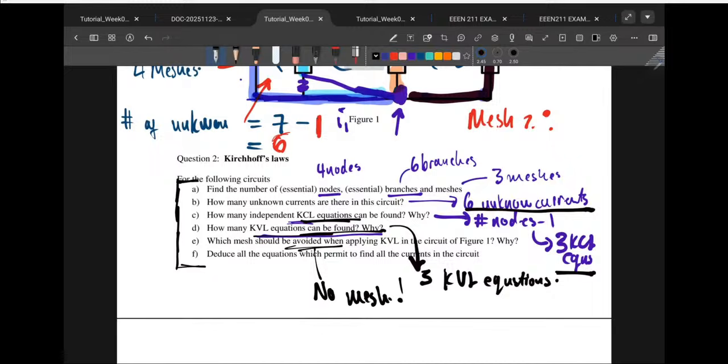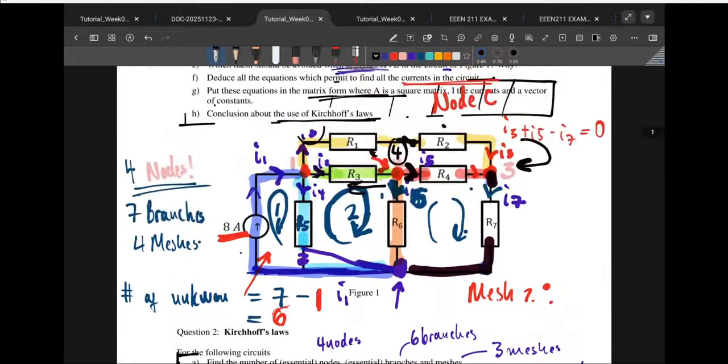Deduce all the equations which permit to find the currents in the circuit. Now we start to make equations. We've done everything else. It's now just making equations. You just go to the nodes. Come on, this is so easy.